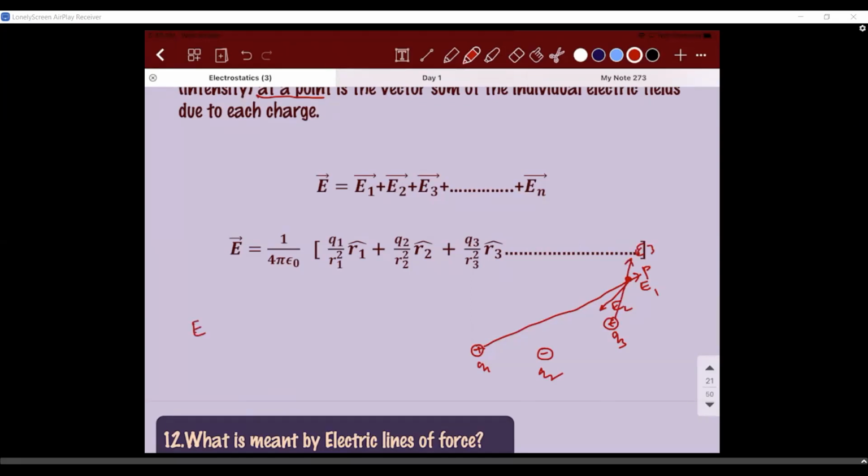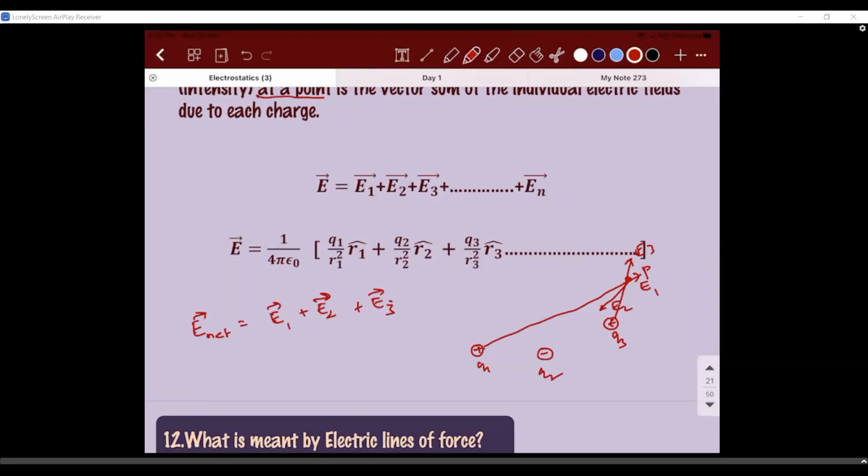So if I have to calculate the net electric field at this point, I will write it as E1 vector plus E2 vector plus E3 vector. One common mistake people make is, because E2 is towards the negative charge, they start writing it as minus. Don't do that, because the arrow on top of it will take care of everything. That is why we say vector sum. We don't say vector difference. This is a very important point to be noted.